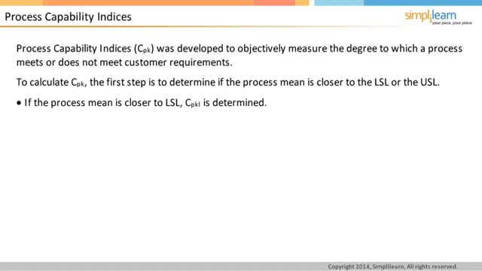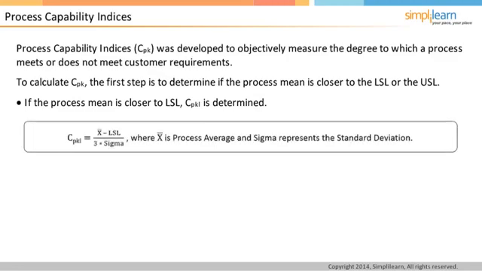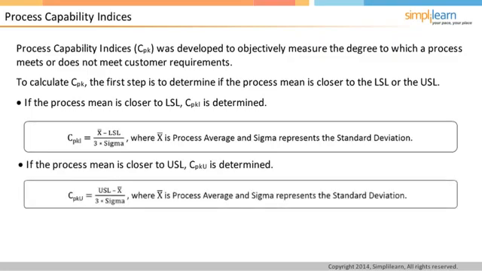CPKL is mean minus LSL divided by the product of 3 and sigma. If the process mean is closer to USL, CPKU is calculated. CPKU is USL minus mean divided by the product of 3 and sigma. Here, mean is the process average, and sigma represents the standard deviation.